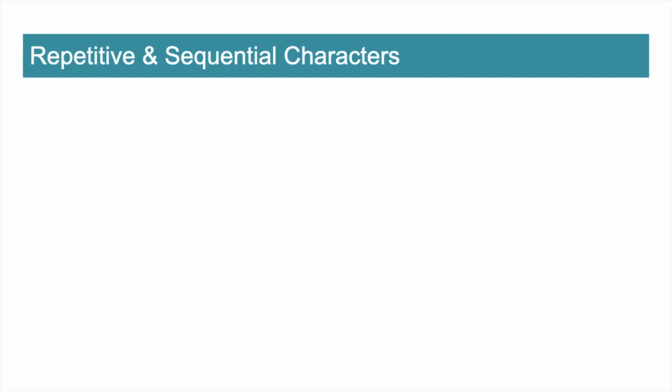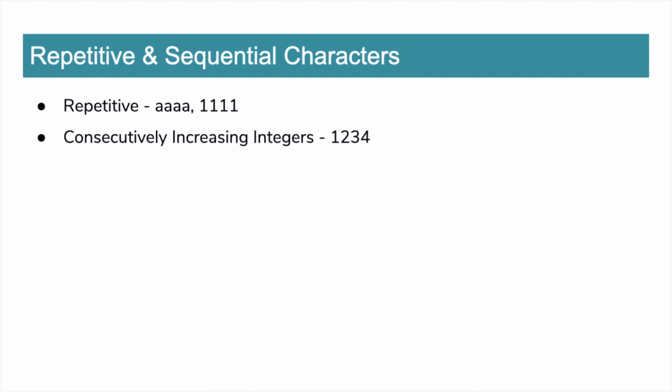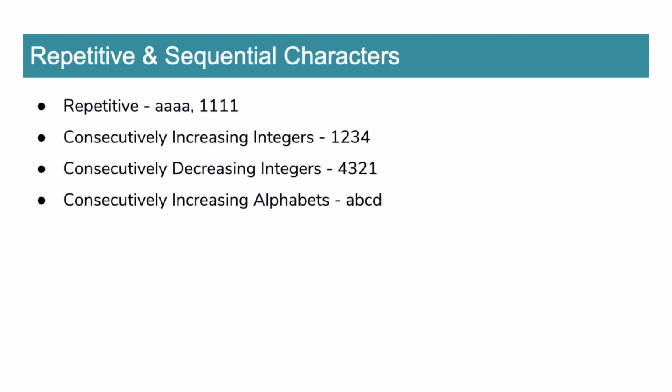Let's look at the next requirement. The next requirement says that any repetitive or sequential characters should not be allowed. This means that anything repetitive like AAAA or BBBB or 1111 should not be allowed in the password. Second, there should not be any consecutively increasing integers like 1, 2, 3, 4. There should also not be any consecutively decreasing integers like 4, 3, 2, 1. There should not be consecutively increasing alphabets as well, like A, B, C, D. And there should not be any consecutively decreasing alphabets like D, C, B, A. So this much at a minimum we can implement to ensure that repetitive and sequential characters are not there in our password.